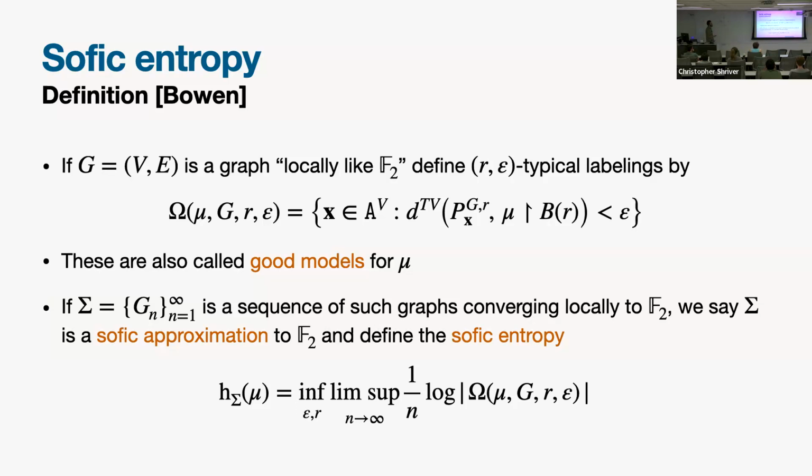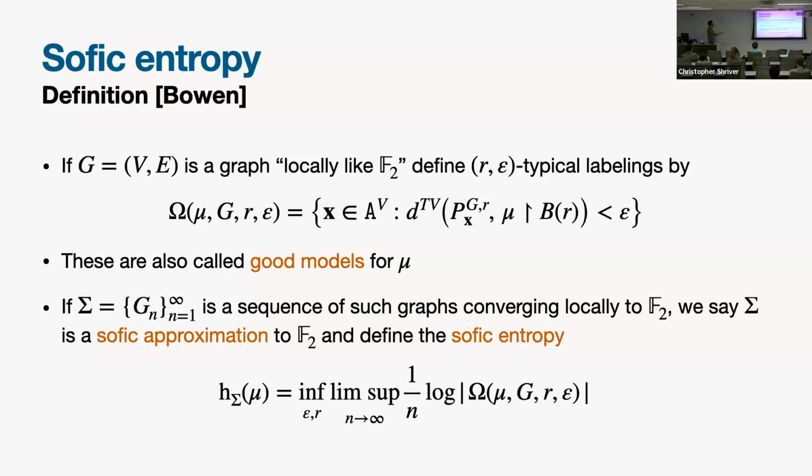Right. Okay, so these X's for now are deterministic labelings, and the randomness I'm getting is by choosing a random vertex and looking at what I see. So I can call these good models for mu, and then I take basically the same limit from before. I'm just counting how many of these there are over a particular graph sequence converging to F2.